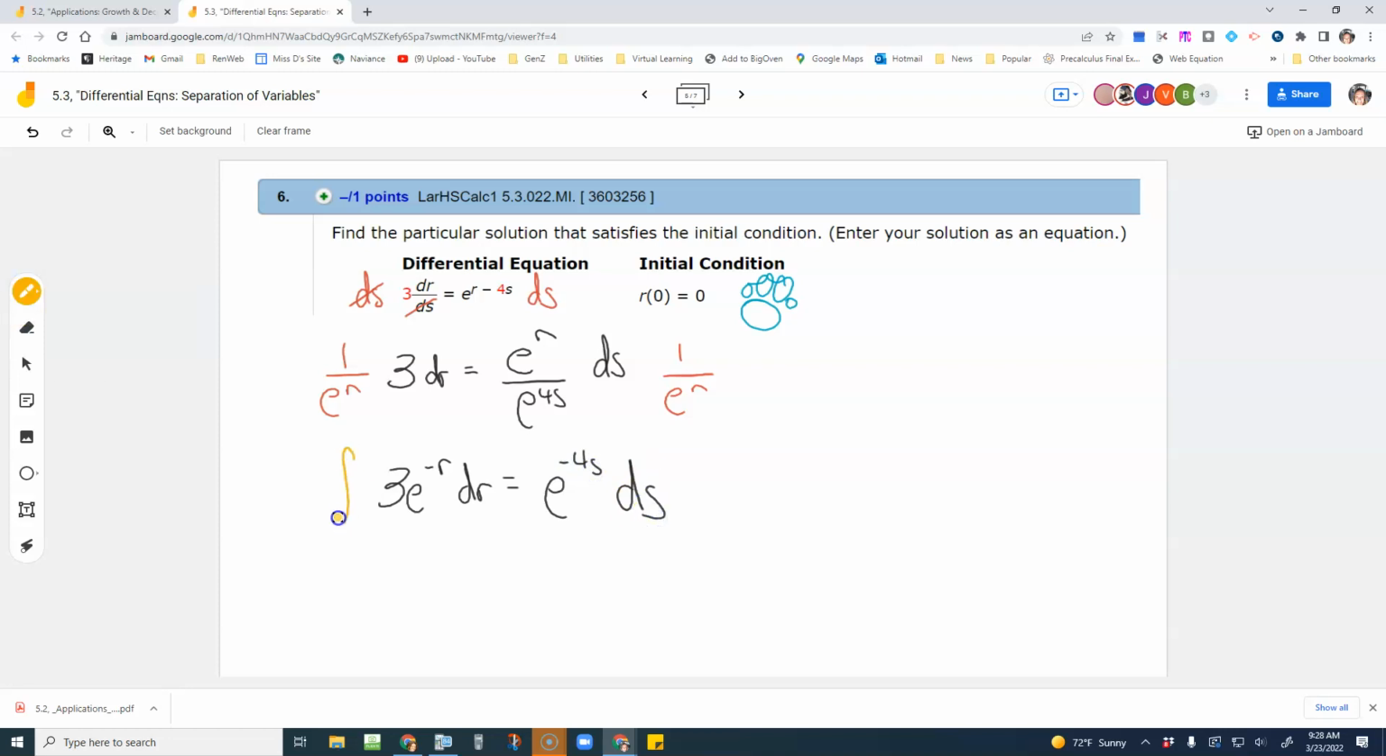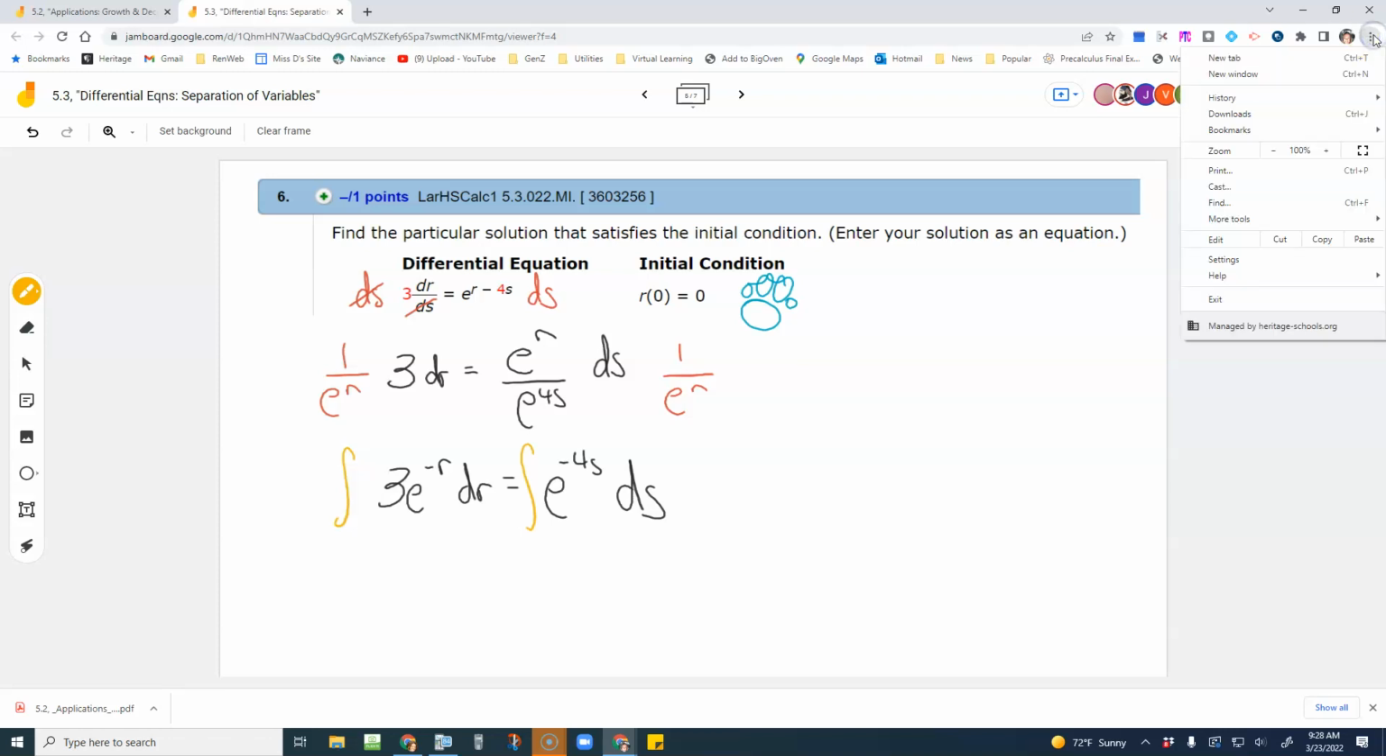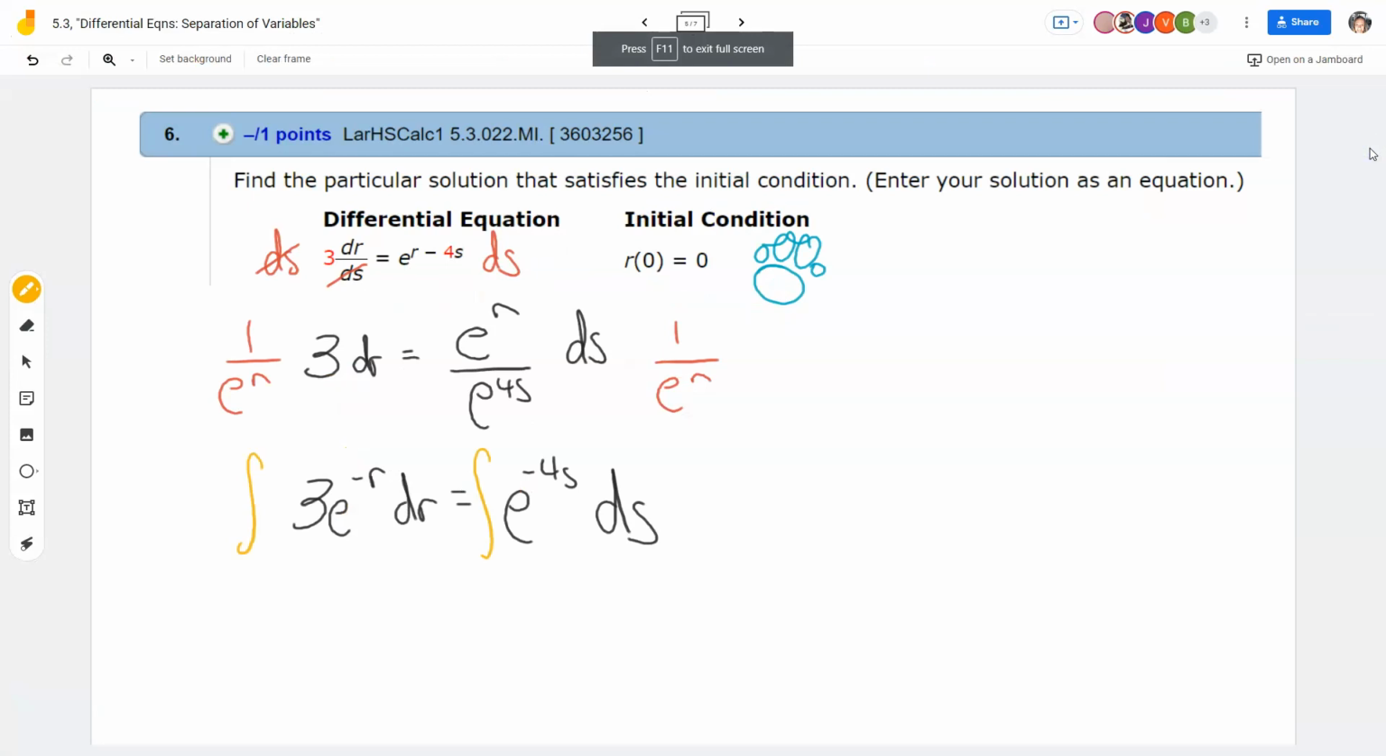I want an e to the u. I don't want a 1 over e to the u. 1 over e to the u does not compute as a rule. Don't you dare go saying ln. Make it e to the negative, because then I'm like, I got it. As long as I don't forget all of last chapter: u sub. I gotta do my u sub.